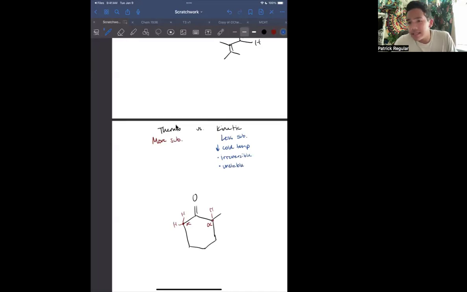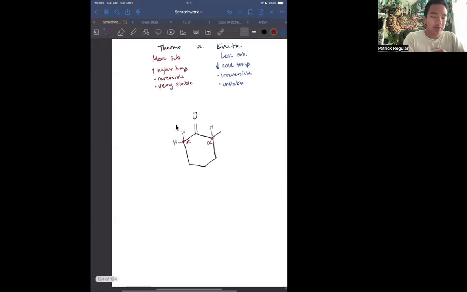Generally less stable because it's less substituted, right? When we draw out the energy diagram, we'll see why. And then for the more substituted, it's going to go forward at a higher temperature. It is reversible and it's very stable. Why? Because it's more substituted. So let's take it over here.